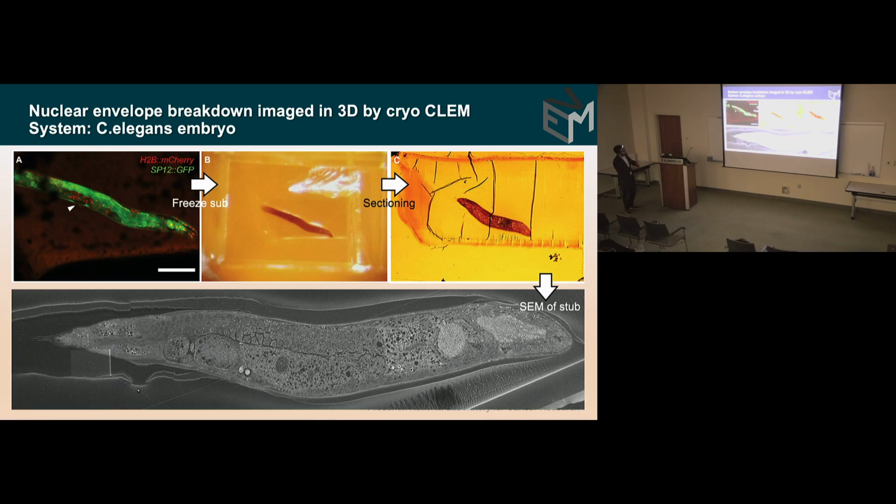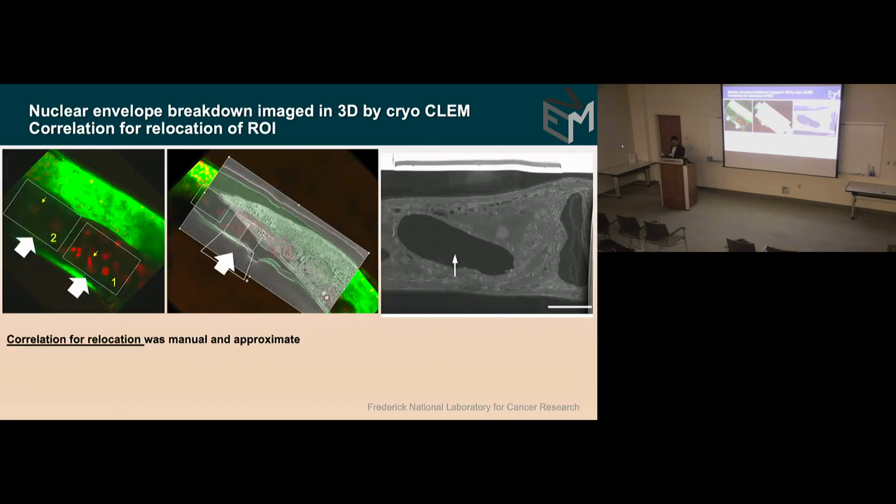This worm, after fixing, heavy metal staining and resin embedding, is the same worm here. You can tell it's the same worm. And then this was sectioned, and that's what you see right here. And here are your embryos of interest. So how do you know they're the embryos of interest? You do something called correlation for relocation.